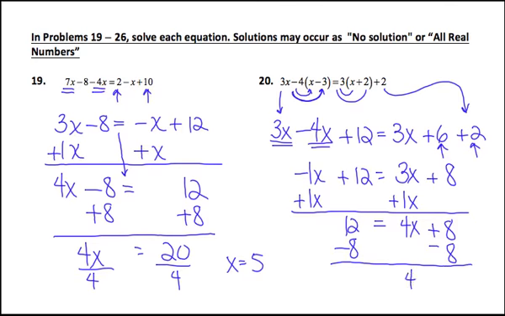And I have 4x equals 4. 12 minus 8 is 4. And then finally, you'll divide both sides by this 4, and you're going to find out that x equals a positive 1. Again, please don't forget to check that.